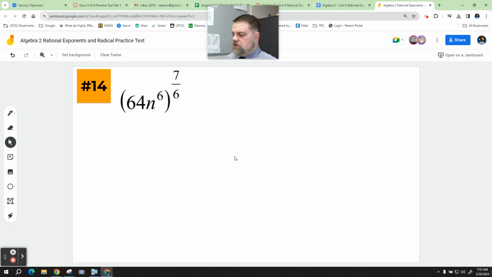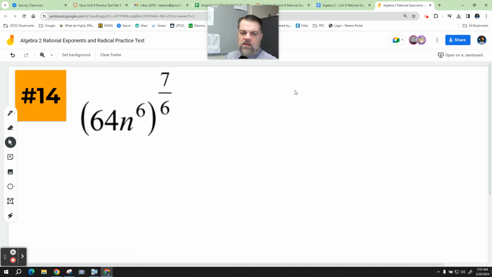Alright, so what we're going to do today is this little ditty right here. So remember that I call it a distributive property, but that's not really what it is. I'm going to take this and multiply it by this, but here's where kids are going to make a mistake. This is 64 to the first power, so you have to multiply it by 1. In other words, this becomes 64 to the 7/6, because 7 over 6 times 1, right?